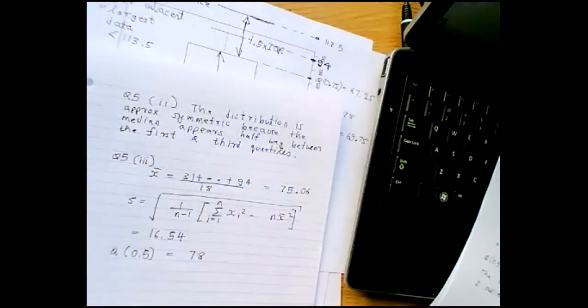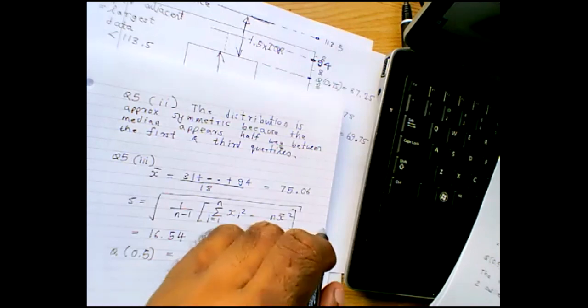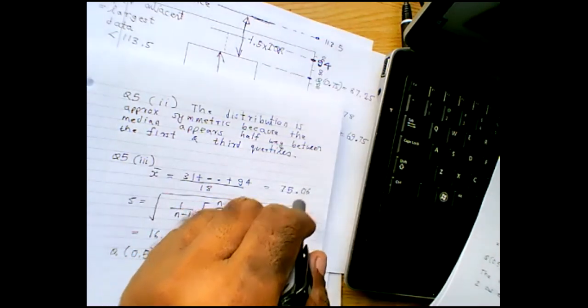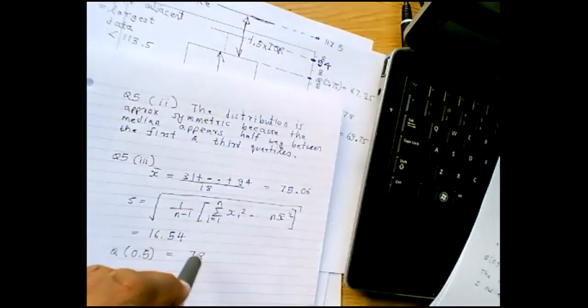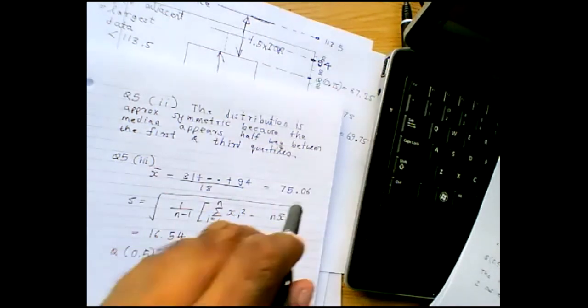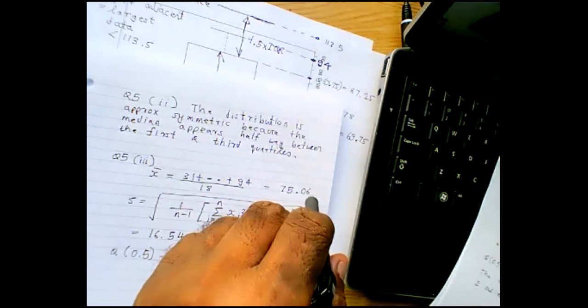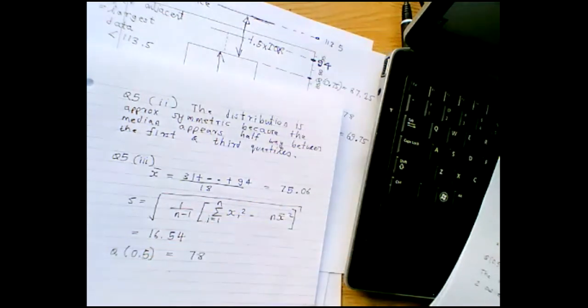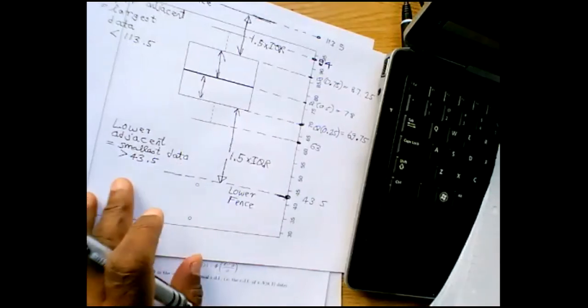And finally, the median, which we have already worked out, is 78, right? Now, you may ask, if a distribution is symmetric, you would expect the sample mean to be equal to the sample median, but they're not. 75.06 and 78 are not very close. The reason for that is this. You should look at the histogram.